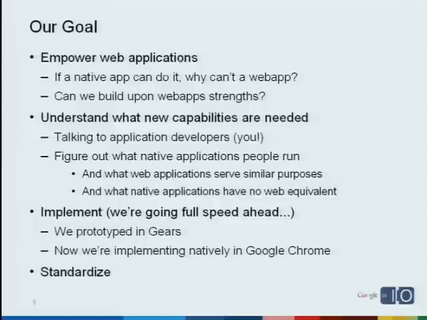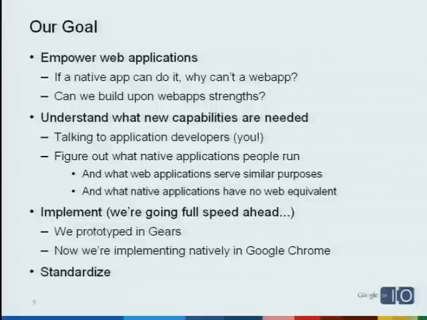So the process we've been going through at Google is to spend a lot of time talking to application developers. That's you, so we'd like to have a continuing dialogue with you about what you want to be able to do from your web apps. Figure out what native applications people run, and figure out how can we move those into the cloud? How can we move those into the web? That's the way we think about the problem.